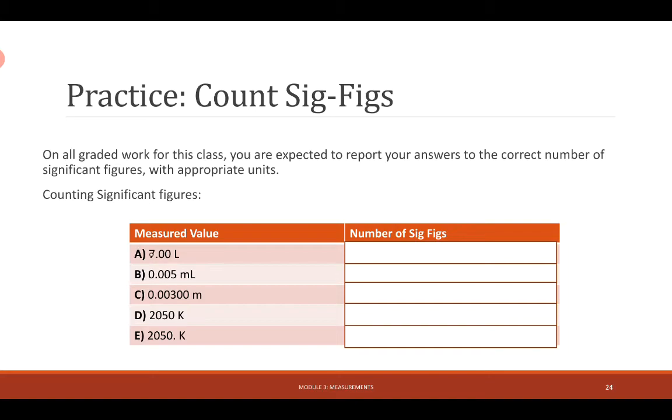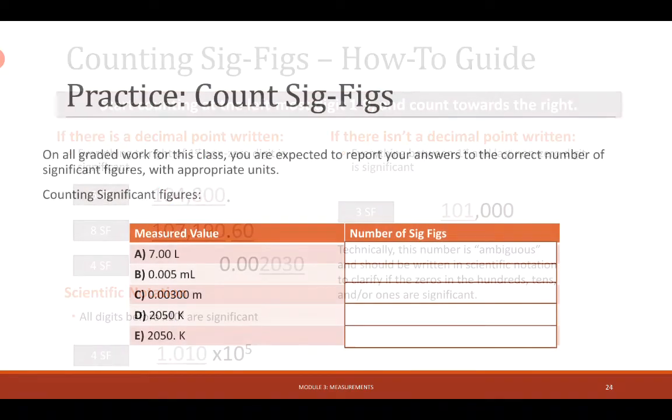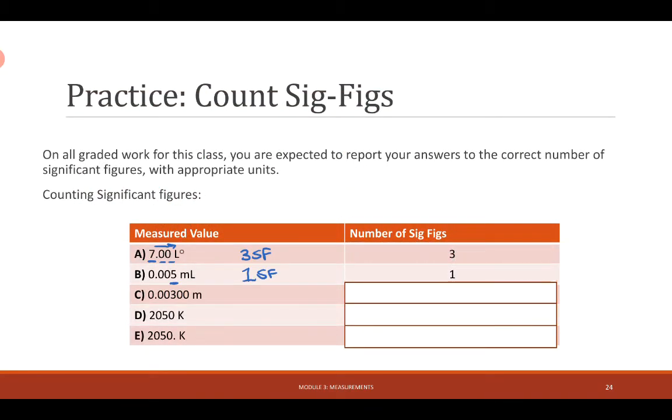Okay, let's go over this. So there is a decimal point right here. So we're going to find the leftmost non-zero digit and start counting everything to the right. 1, 2, 3. There is a decimal point in the number, so we find the leftmost non-zero digit, and we count everything to the right, which is nothing there, and so that's 1 sig fig. Then for this one, again, we find the leftmost non-zero digit, and we count everything to the right, and so that's 3 sig figs.